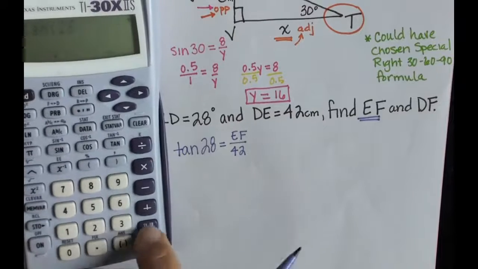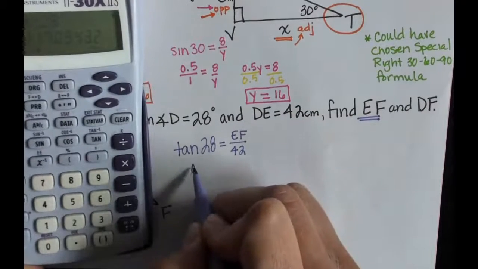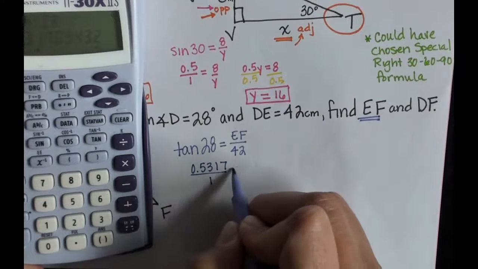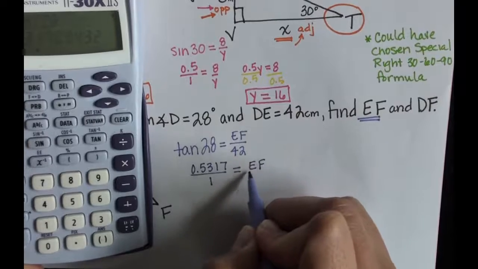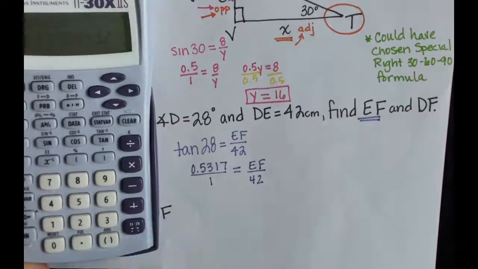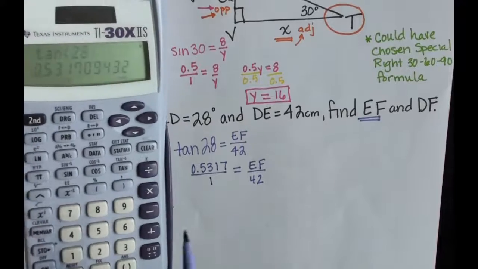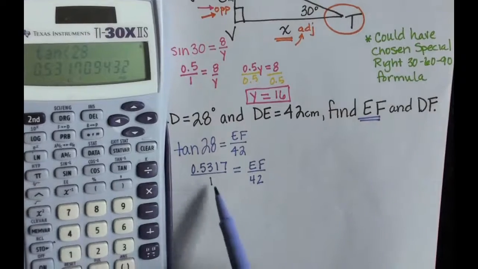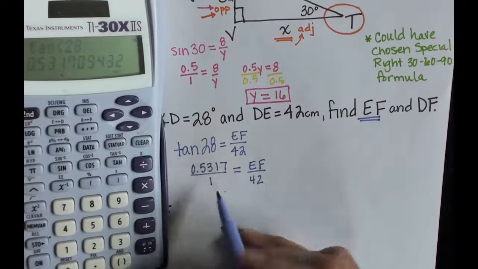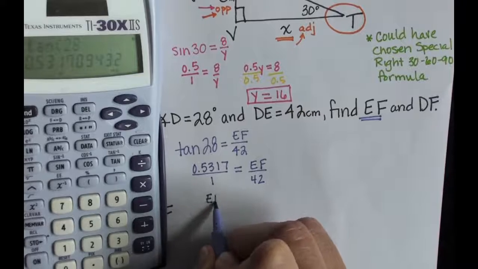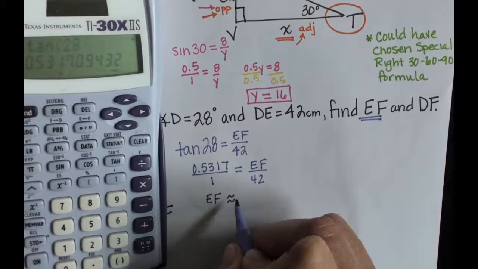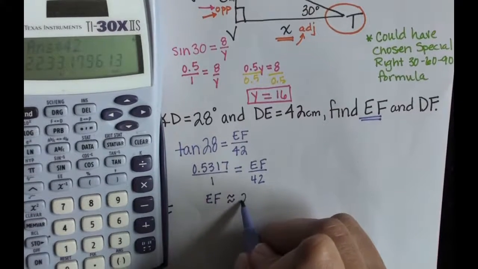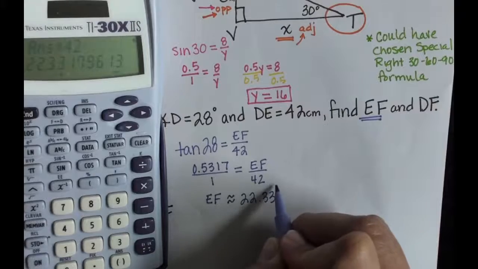Tangent 28, enter, and we have 0.5317 over 1 equals EF over 42. And again, I'm just choosing a random length here for the decimal because I'm not clearing it from my screen. I'm going to cross multiply and solve. 1 times EF is EF, and 42 times that decimal will be about 22.33.